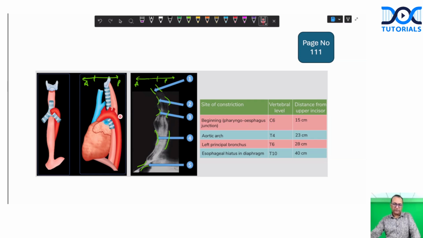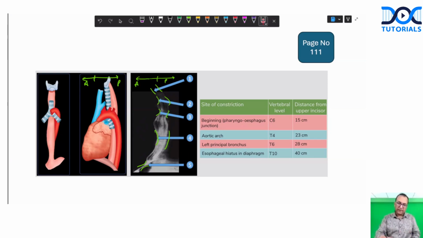So as the arch of aorta compresses, this is the esophagus here, posteriorly. The arch of aorta is compressing the esophagus. That is number 2. Then you have the left principal bronchus, number 3. Then radiology people say there is the left atrium compressing here. And then when the esophagus passes through the diaphragm, that is the last narrowing, number 5. So radiology people tell 5 narrowings.